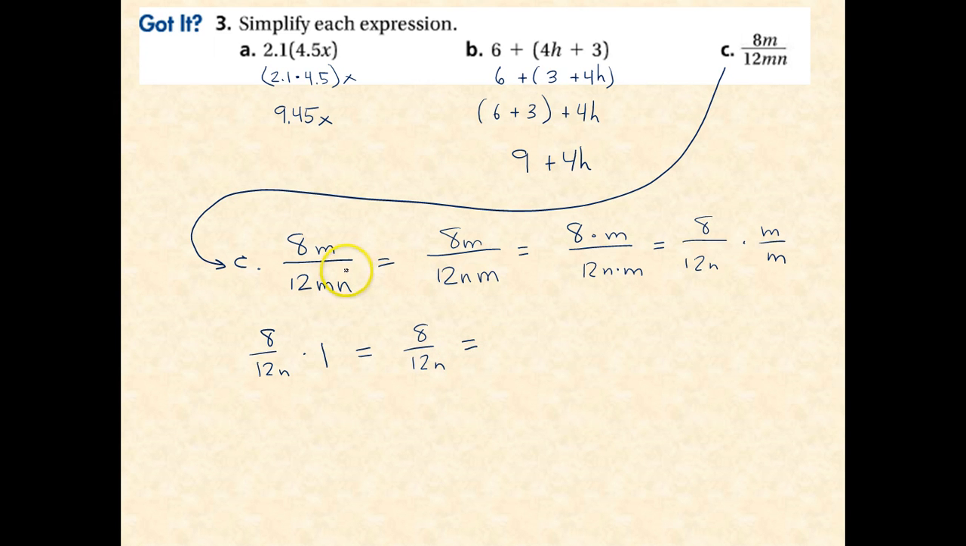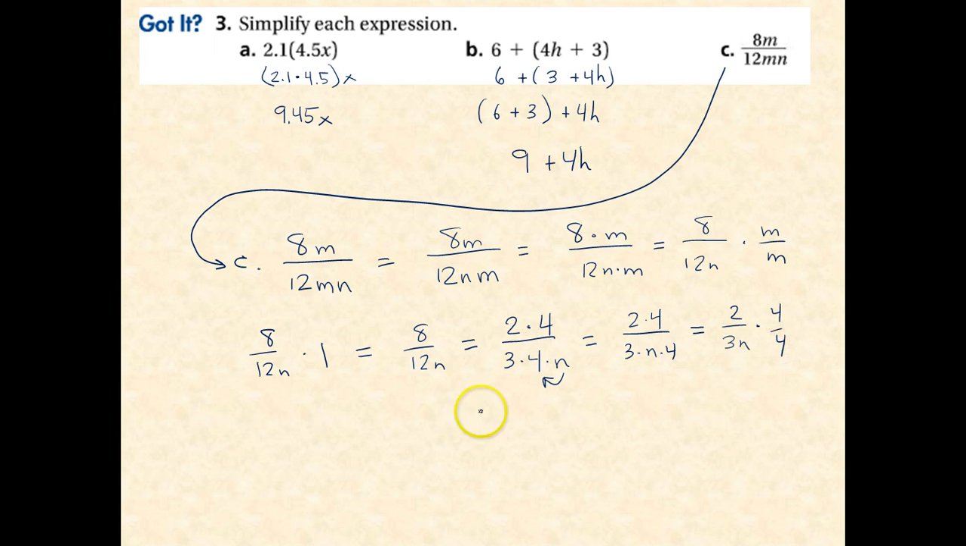A lot of this stuff you might be used to doing in your head, but I'm just showing you what these properties are that you're really using. Now I know that 8 is 2 times 4, and I know that 12 is 3 times 4. I can use the commutative property to switch the order of these two. The commutative property moves things. 3 times n times 4. Then the rule of fraction multiplication: 2 over 3n times 4 over 4.